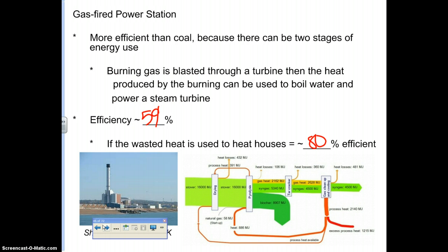Gas-fired power stations, i.e. natural gas, are more efficient than coal because there can be two stages of energy use. Burning gas is blasted through a turbine, and the heat produced by the burning can be used to boil the water, and then that powers the steam turbine. Their efficiency is 59%.